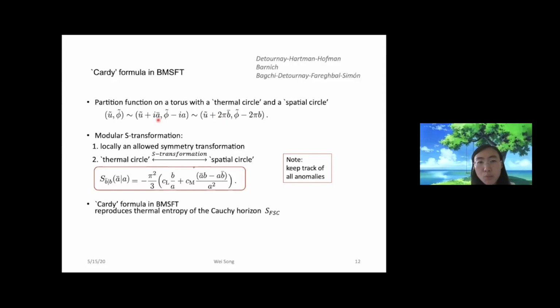This is very formal, because in this BMS field theory, we don't have a metric. It's just that we consider a manifold parameterized by the coordinates U and phi, and points are identified in these two directions. U and phi are to be understood as the Lorentzian coordinates in the 2D CFT. Okay, thank you.